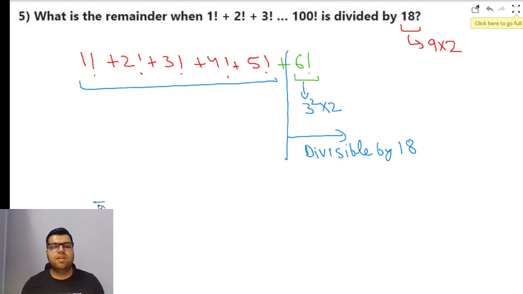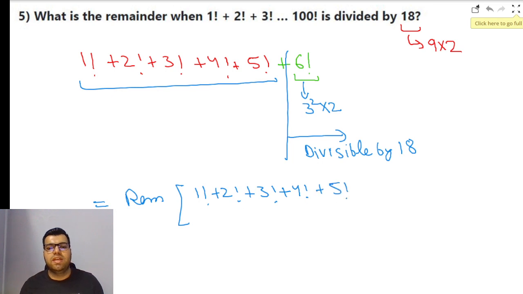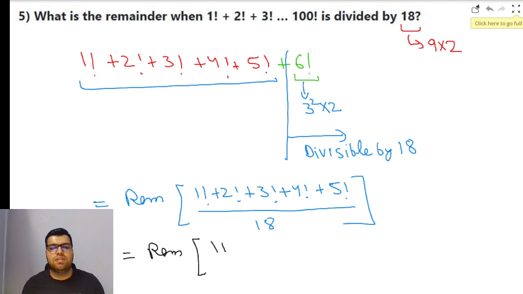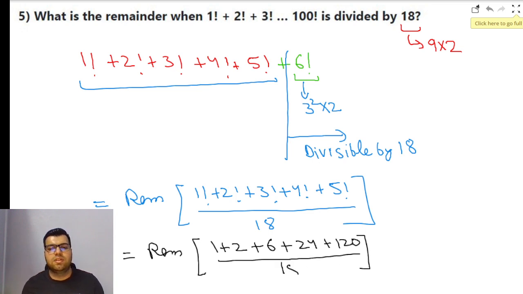So better is that we solve it. We have to calculate the remainder of 1 factorial plus 2 factorial plus 3 factorial plus 4 factorial plus 5 factorial with 18. So better is you take the sum. This is the remainder of 1 plus 2 plus 6 plus 24 plus 120 with 18. This is 153. 153 by 18.